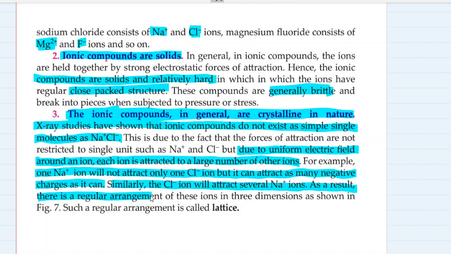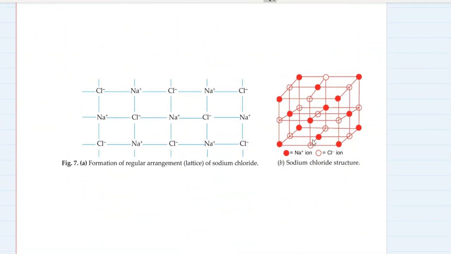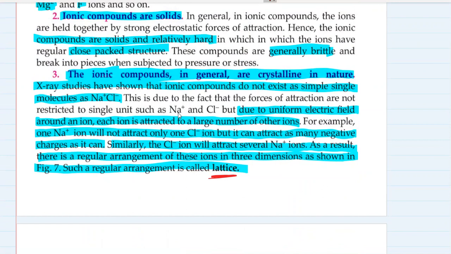As a result, there is a regular arrangement of these ions in three-dimensional shapes as shown in the figure. Such a regular arrangement is called a lattice. They have given you the meaning of lattice here. So all electrovalent compounds exist in the form of a lattice. Do you see this? It's just like a cuboidal structure where the dark red dot is the sodium ion and the hollow red dot is the chloride ion. They form this three-dimensional cuboidal structure, which is known as a lattice. This is because of the mutual attraction between any positive or negative ion with multiple ions of oppositely charged nature. That's why they are crystalline in nature.